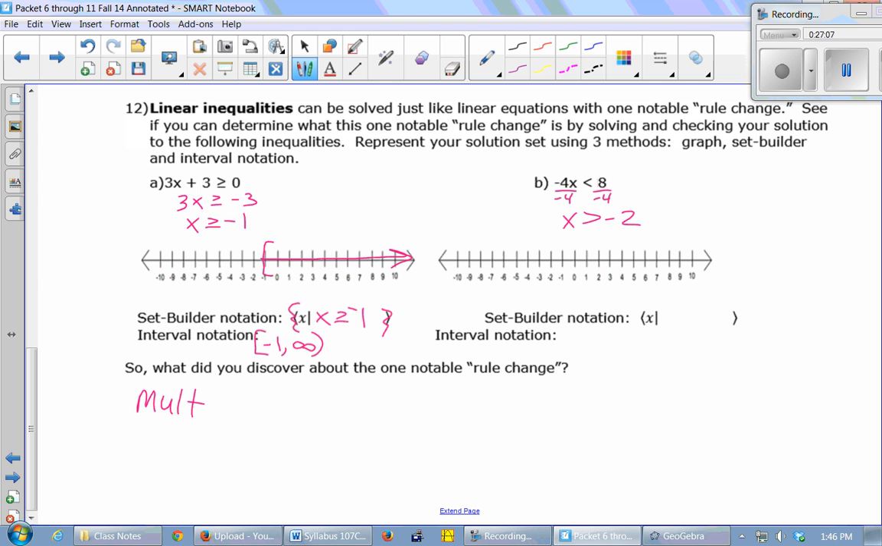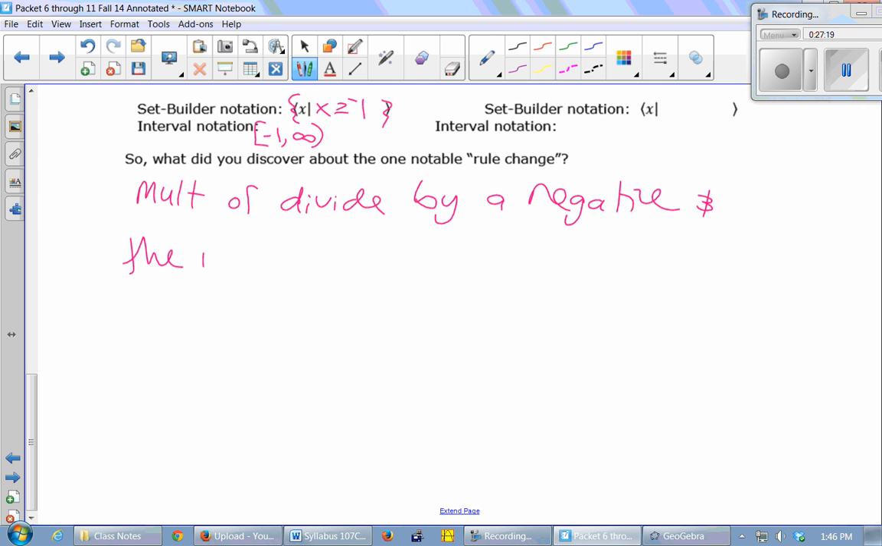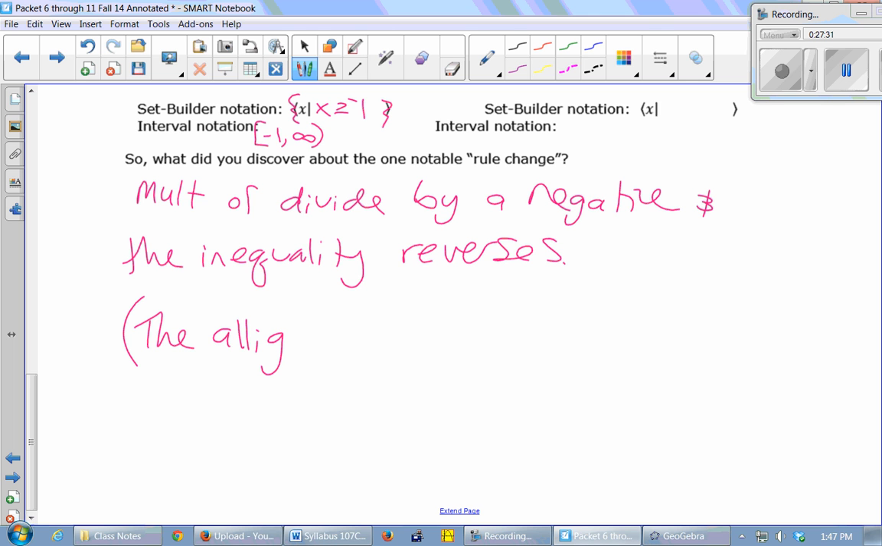Multiply or divide by a negative, and the inequality reverses. I always think of this as the alligator turns around. Right? My inequalities are like alligators. They always eat the bigger number. So the alligator turns around.